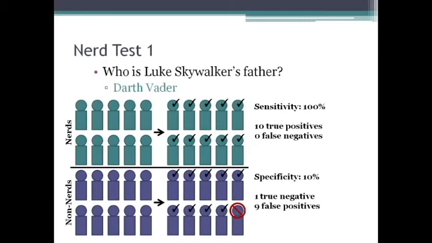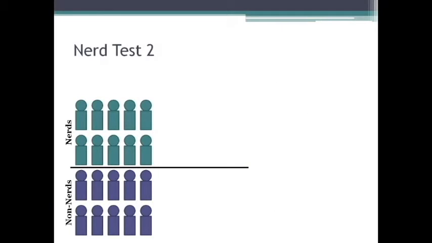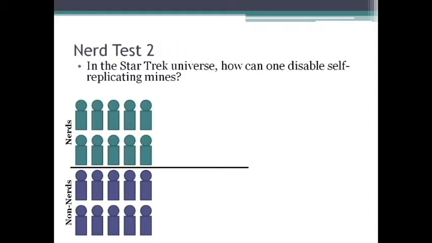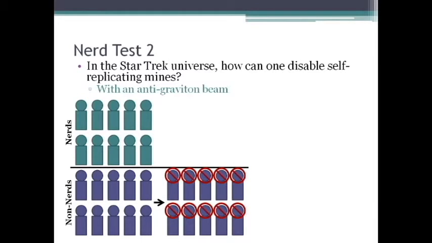Okay, so let's try a different question. Test 2. Let's suppose instead I ask, in the Star Trek universe, how can one disable self-replicating mines, which are really nasty to disable. They stop the Dominion from coming through the wormhole for a while. And the answer, of course, is you use an anti-graviton beam. If you ask non-nerds this question, everyone will get it wrong. This is not well known. Specificity is 100%. You don't know the answer, you're not a nerd, and the person's like, yeah, correct, I'm not a nerd. Walk away. 10 true negatives out of 10 possible non-nerds.